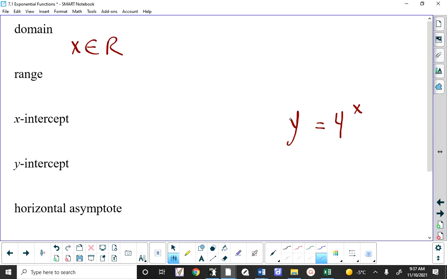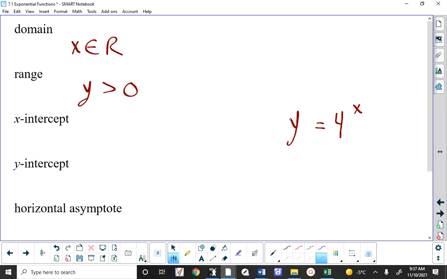The range is y is greater than 0. Not y is greater than or equal to 0, like, say, a parabola whose vertex is at the origin, but y is greater than 0 because it's always above that asymptote. How close can it get to 0? No matter how close you visualize it being to 0, it can get closer. It can get infinitely close to 0.